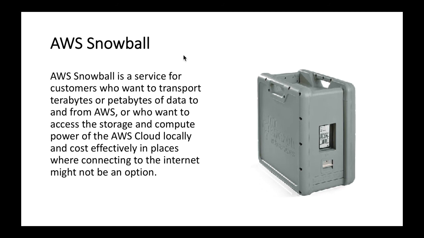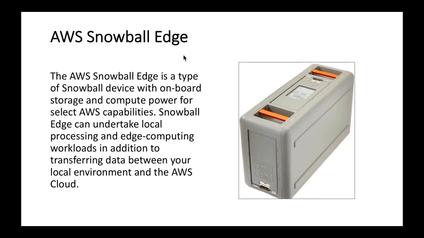Snowball has its brother, we call it Snowball Edge. What's the difference between Snowball and Snowball Edge? Snowball does not have any compute power, but Snowball Edge comes with compute power. What does it mean? It means in a Snowball, you are copying your data, and even while your data is in transit, you're able to perform some kind of operation on it.